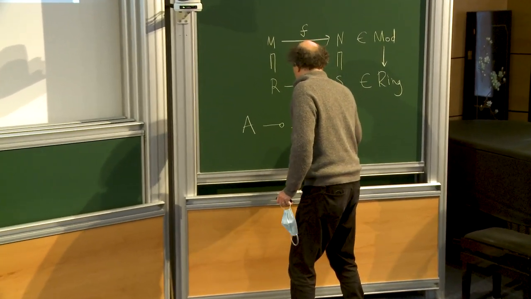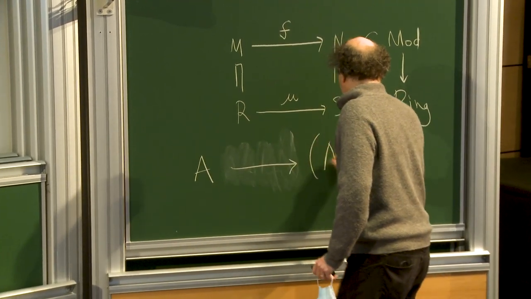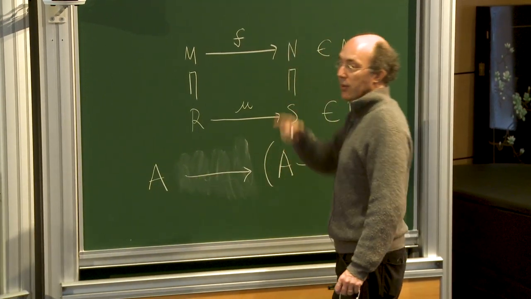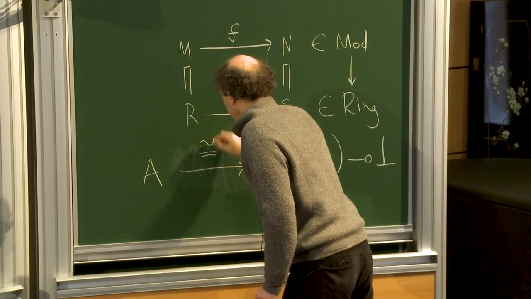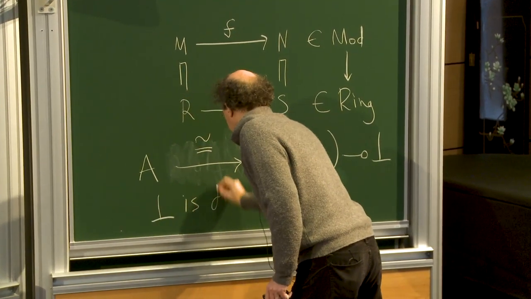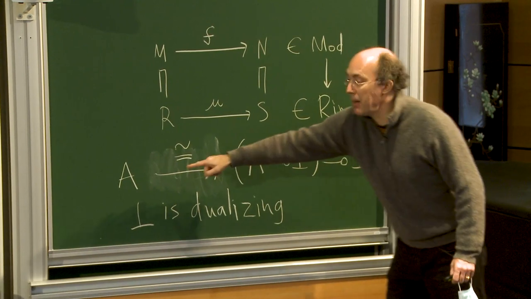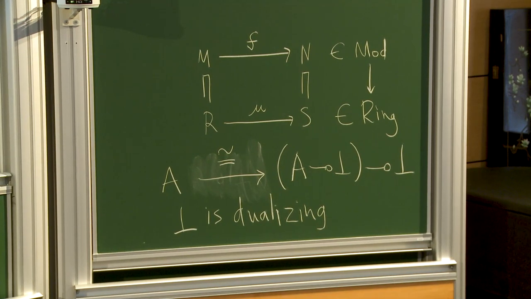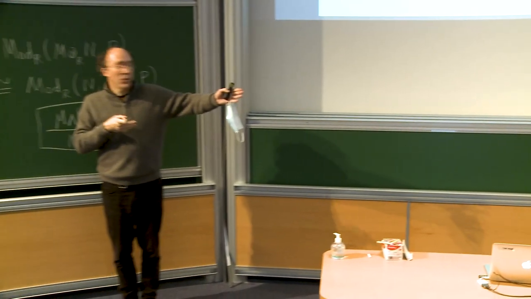So in logic, we write it like this, but maybe I will write it like this. So there is always a map like this in a symmetric monoidal closed category. But sometimes we say that bottom is dualizing when this map is an isomorphism, and this is exactly what gives this. So the question is when this presheaf of modules, properly derived, defines such a situation where we have a dualizing object.